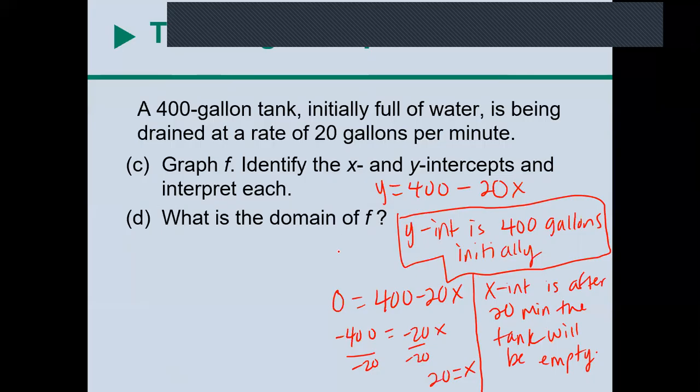There you go. So therefore, based on the fact that this is a real world problem, are you going to have a negative amount of time? No. So our domain for this function would be x is greater than 0, but less than or equal to 20. Questions, comments, or concerns?